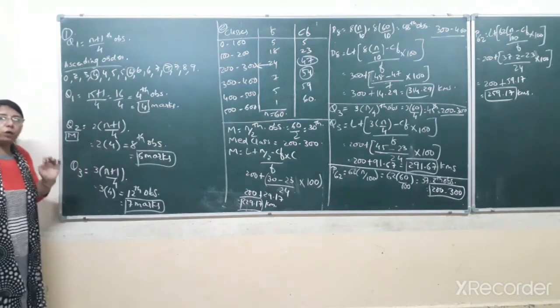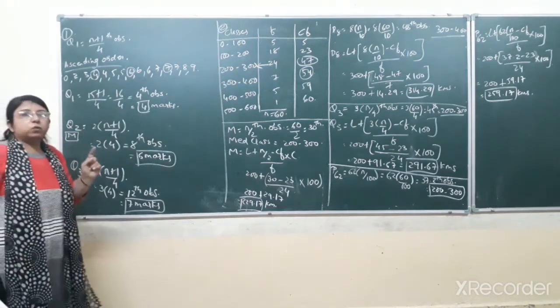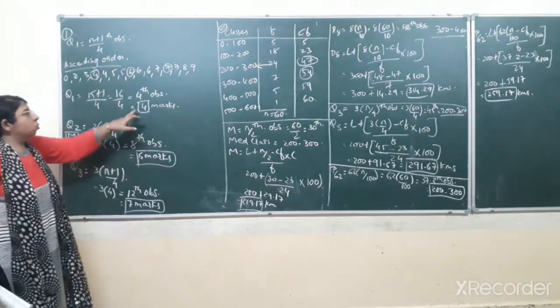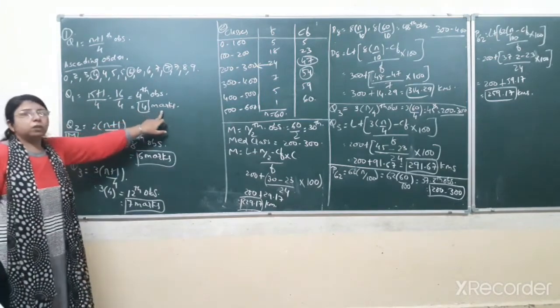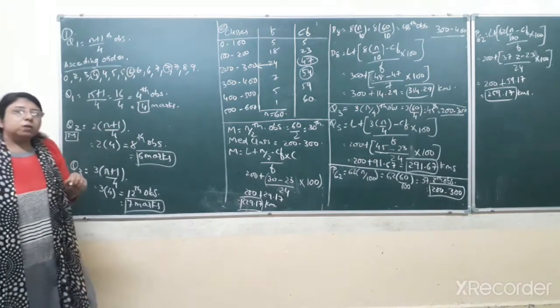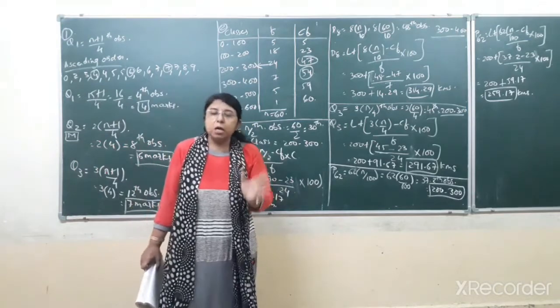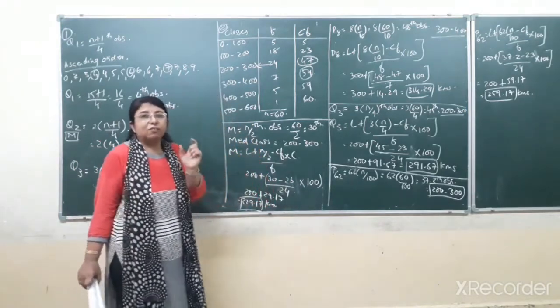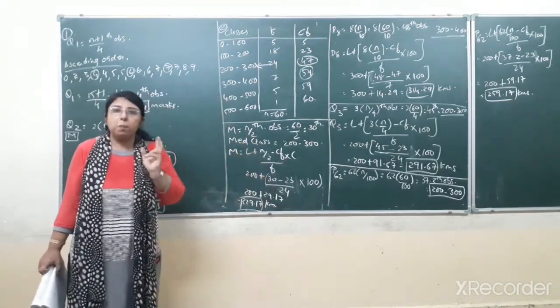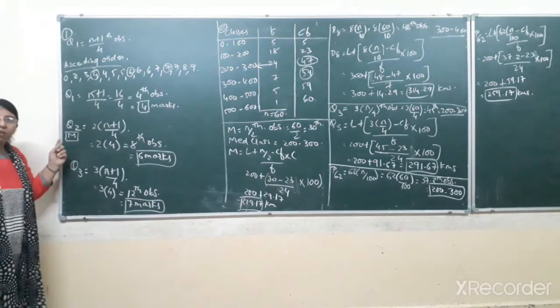So students, don't forget to put the unit. Here all the data of 15 students are given to you in the form of marks. So whatever the answer comes, you have to put the unit, that is marks. Okay. Next one we have to find Q2. Now students, remember Q2 and median both are one and the same, because Q2 and median divide the data into two equal parts.